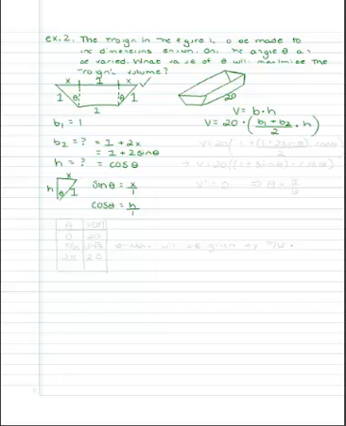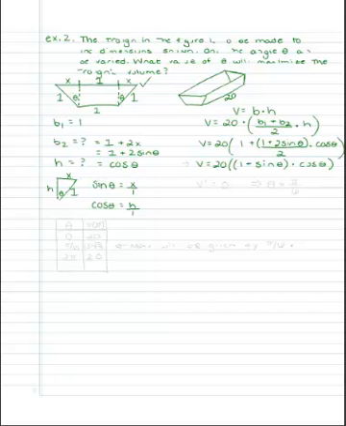Now that we have our variables, we're going to take them and insert them back into our volume equation. So volume equals 20 times base 1, which is 1, plus base 2, which is 1 plus 2 sine of theta, over 2, times cosine of theta, which is our new height. Now that we have this formula, we are going to simplify it. So volume equals 20 times 1 plus the sine of theta times cosine of theta.